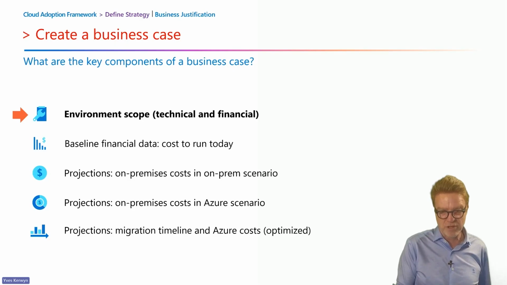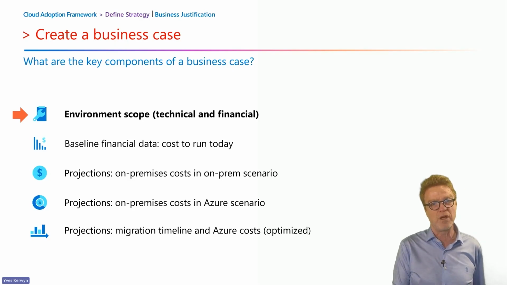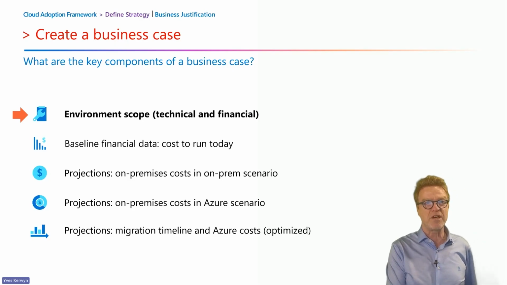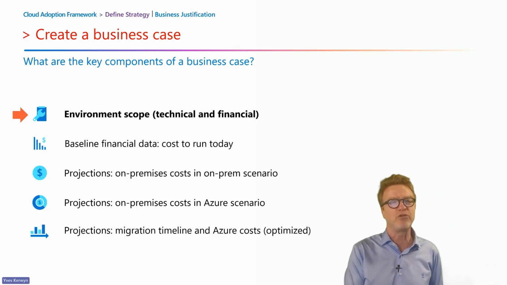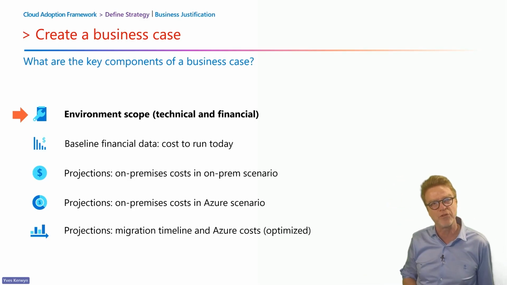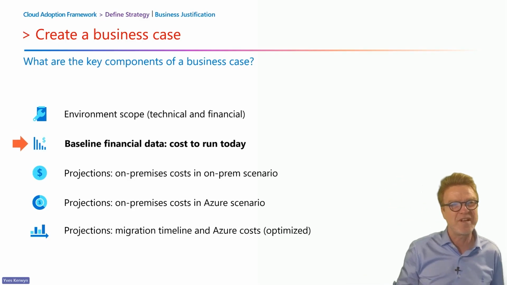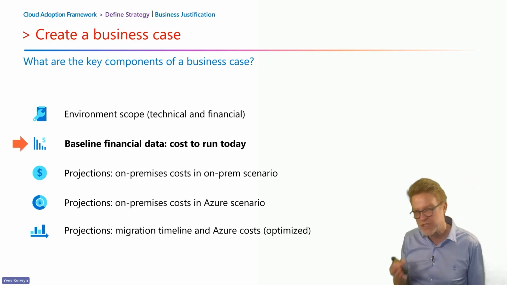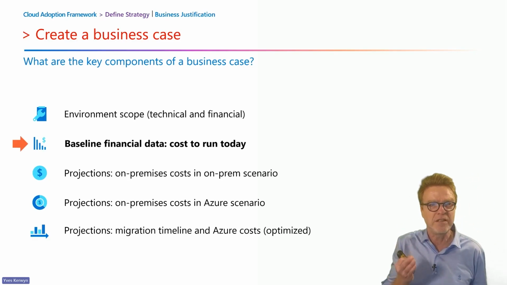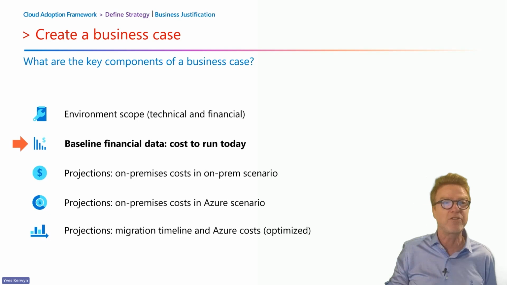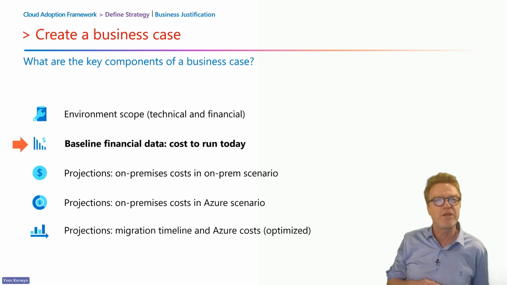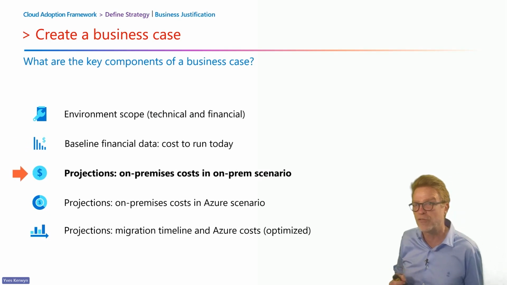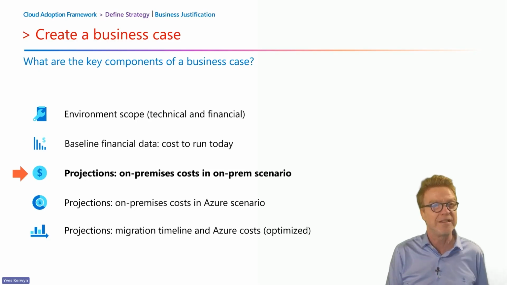Make sure that you clearly define the scope. What technical things are in the scope, what is not in the scope, what needs to be compared and what not. Set a baseline, a financial baseline. What is the cost of running the things today? And that is very related, of course, to the scope. Make sure that you know what the cost is of doing what you do today.